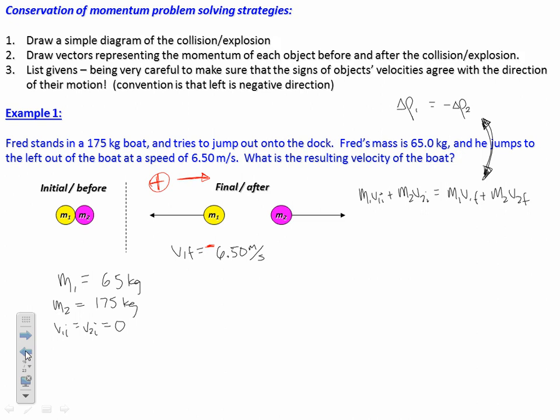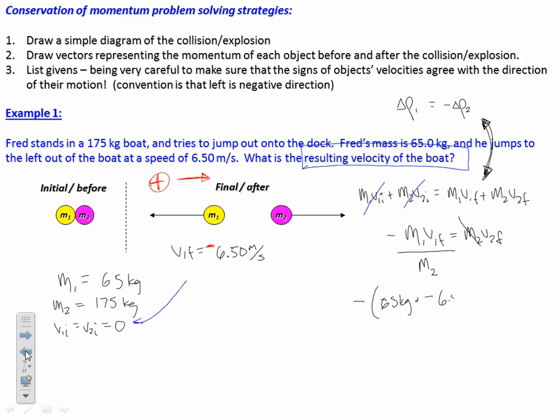Now, in lots of questions you see, some things will go away. In this one, those both go away because of that. We want V2 final. So move the M1 stuff over, divide by M2. And we get negative M1, 65, times negative 6.5, divided by 175.